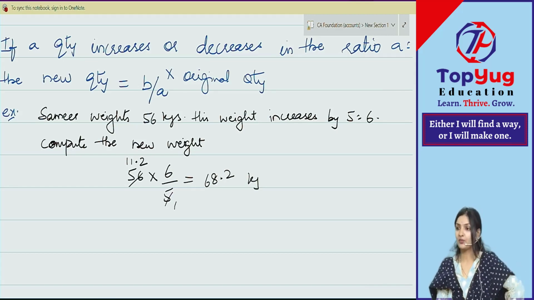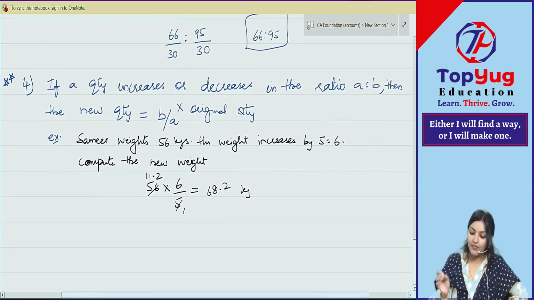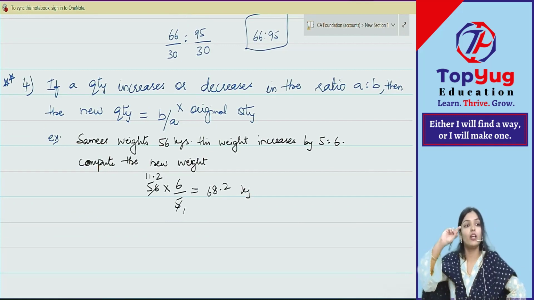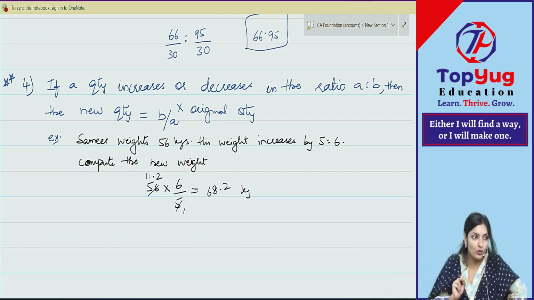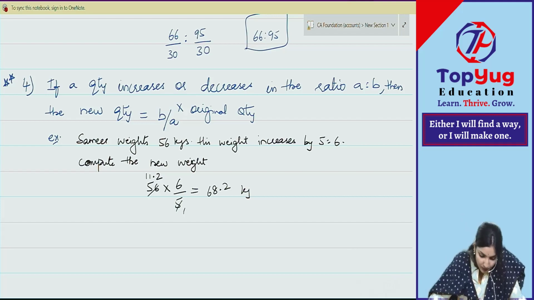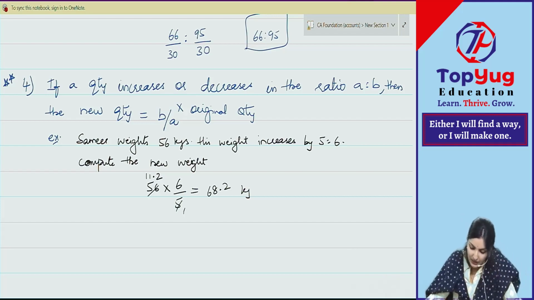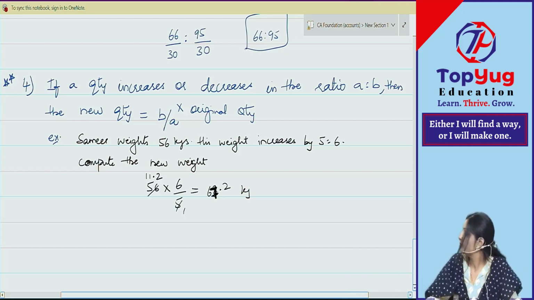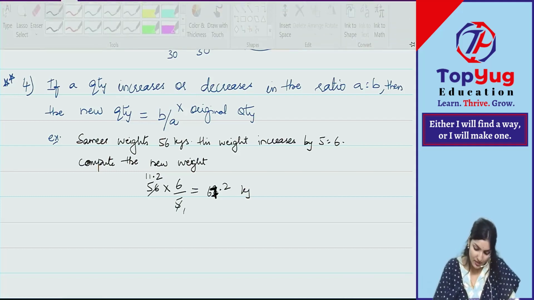Is it clear? So basically, if a quantity increases or decreases in the ratio A is to B, then the new quantity would be, you have to reverse the original ratio and multiply into the original quantity. Just write it down and then let me know, I'll proceed further.